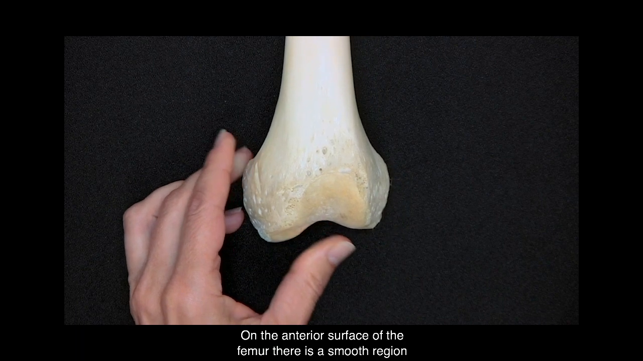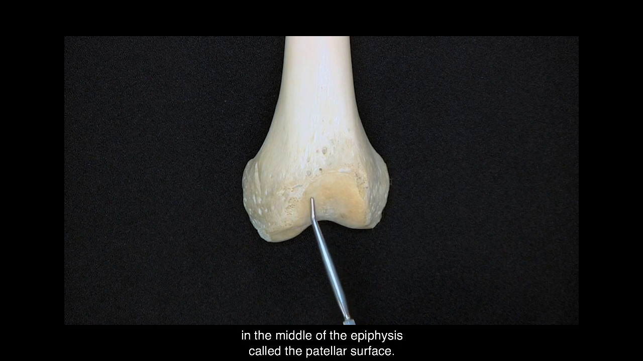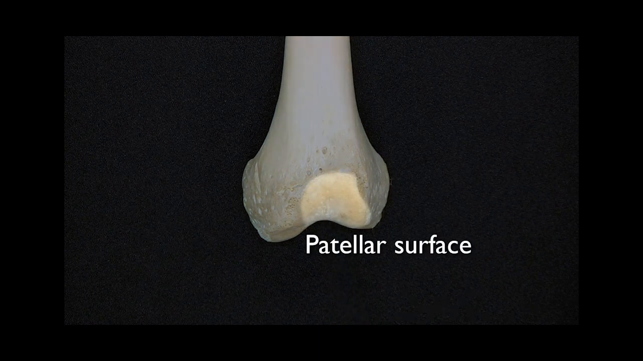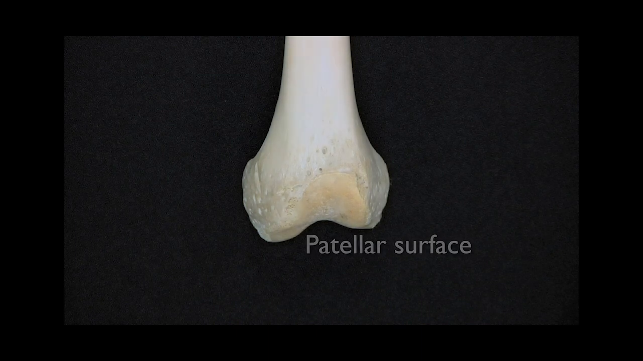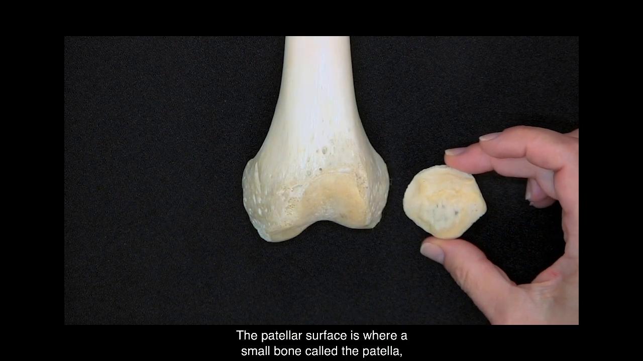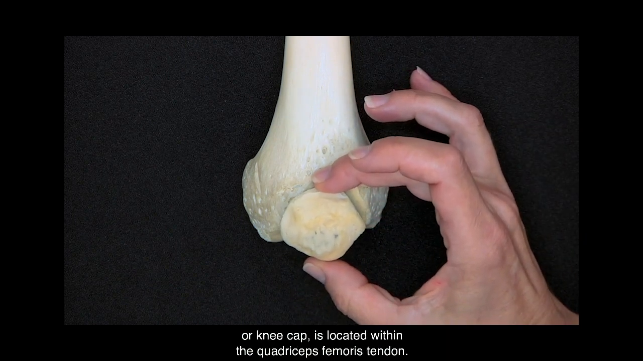On the anterior surface of the femur, there is a smooth region in the middle of the epiphysis, called the patellar surface. The patellar surface is where a small bone called the patella, or kneecap, is located within the quadriceps femoris tendon.